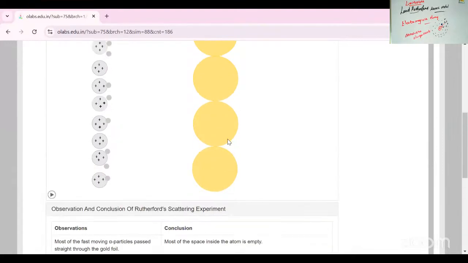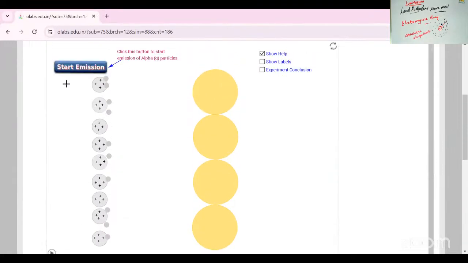Look here. I'm going to start this. Yes, look at here, it is very clear. Some of the alpha particles go in a straight line. Some of the alpha particles are deflected. Some of the alpha particles come back, bounce back.